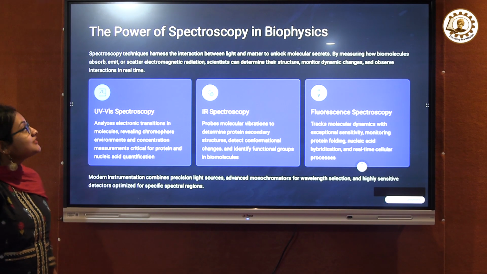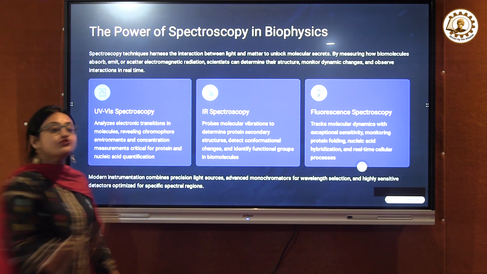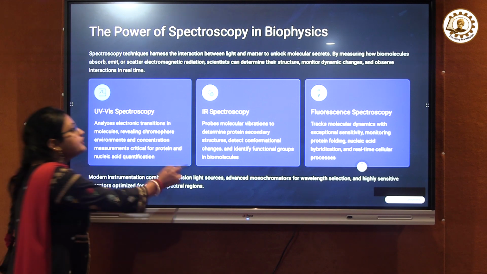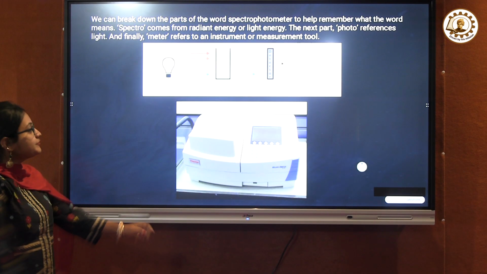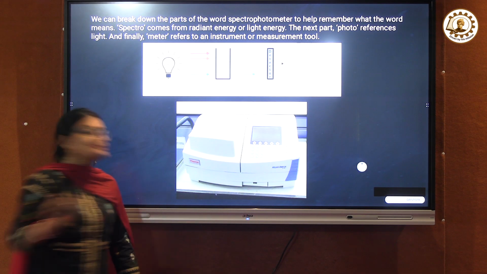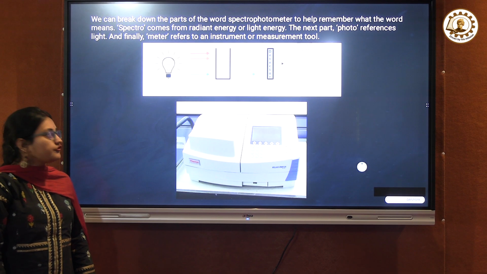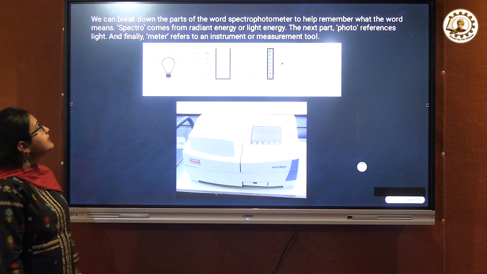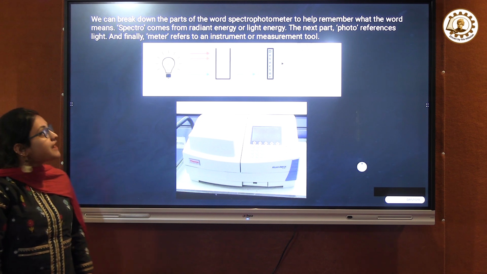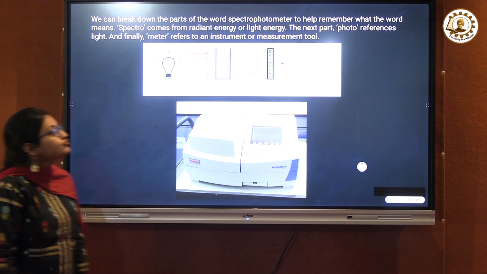The power of spectroscopy in biophysics. For spectroscopy analysis, at first we will look at the spectrophotometry machine. This is a normal spectrophotometry machine. There are different types of spectrophotometer. This machine is known as a spectrophotometer, and we can break down the parts of the word to help understand what it means.